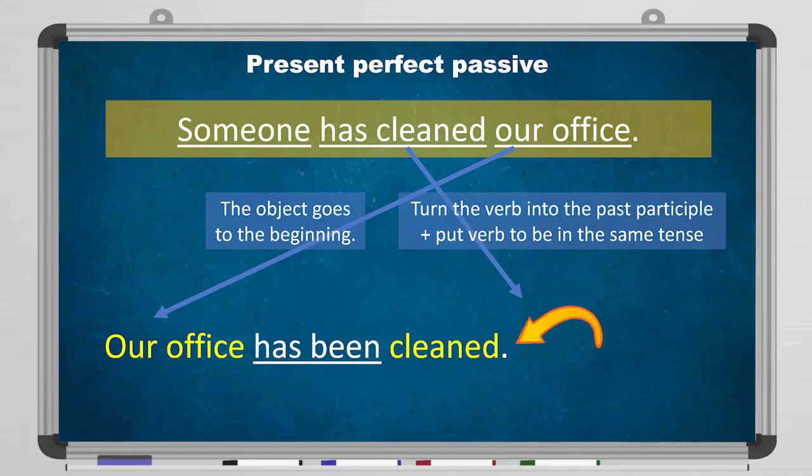Our office has been cleaned. Because the verb has cleaned is in the past participle, I chose been. Okay? Now, is it important to mention the subject? Not really, because it's someone. That's why I didn't add it.